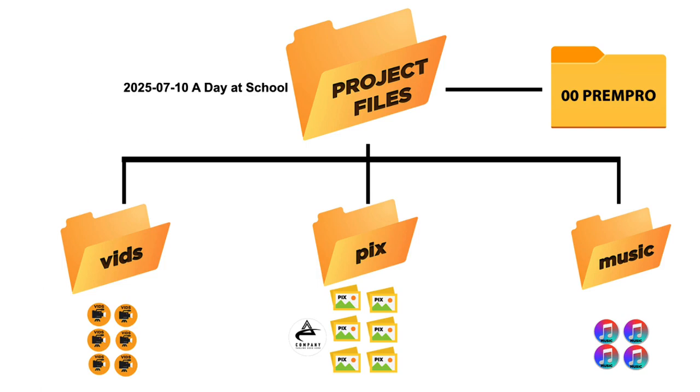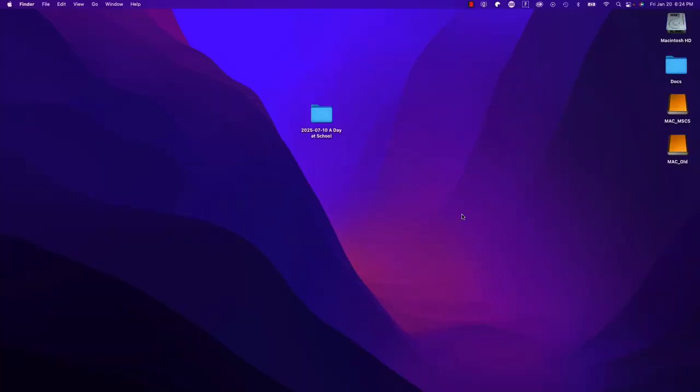Inside my project folder, I make the following folders. I create folder 1, name it 00 Prem Pro. Folder 2, name it Vids. Folder 3, name it Pics. Folder 4, name it Music. Now move all the assets to where they belong. All the videos in the Vids folder, all the images in the Pics folder, and all the audio in the Music folder. So let me show you what that looks like on my desktop.